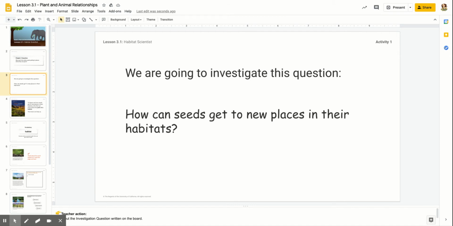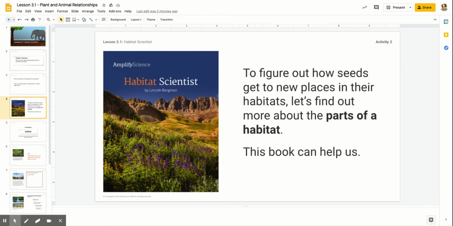So, in order to help us answer this question, we are going to do an investigation. We've come up with a question to investigate. As we investigate, we're going to think, how can seeds get to new places in their habitats? We're going to use this book to help us figure that out. This book is Habitat Scientist by Lincoln Bergman. We're going to use this book to help us figure out how seeds get to new places in their habitats.